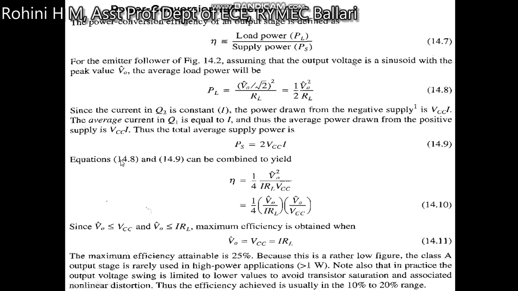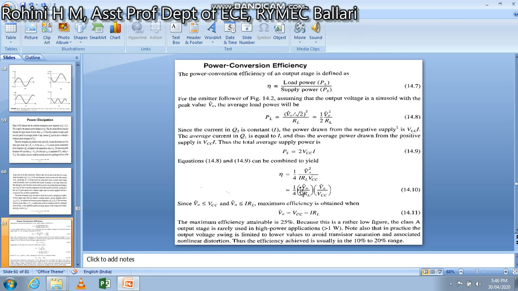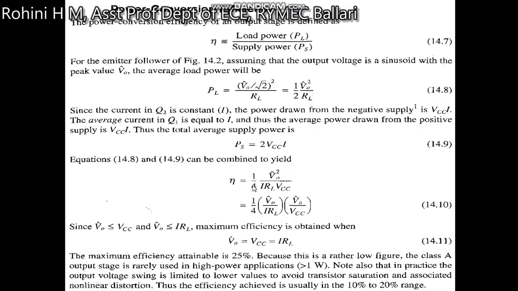Then these two equations can be combined to yield the efficiency expression. Since this is PL, we substitute it in the numerator, and we substitute the PS expression in the denominator, which results in this expression. We are just grouping it separately. So this is the expression we obtained for the efficiency.